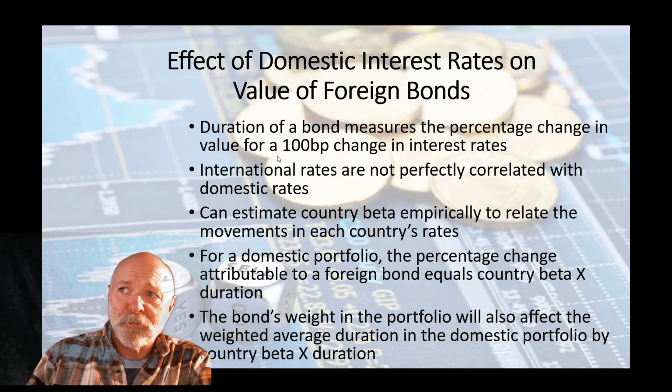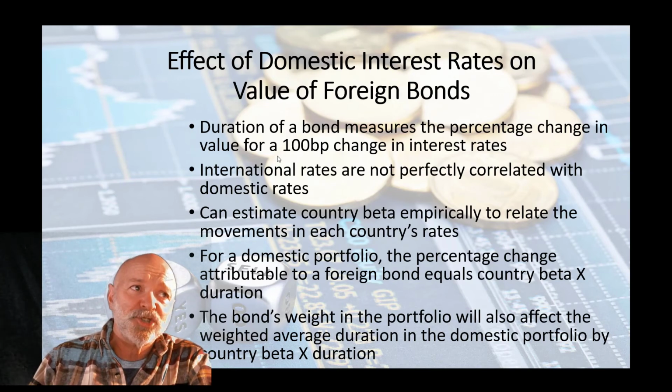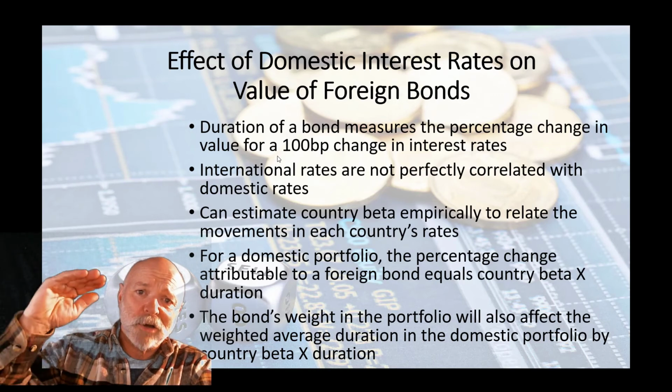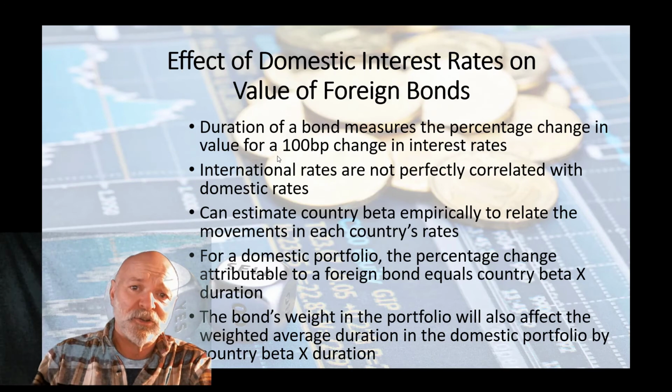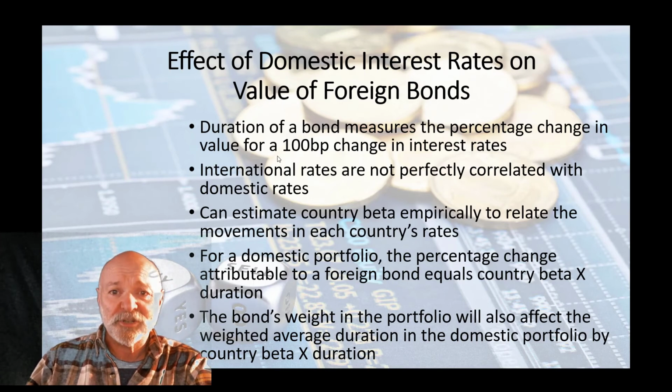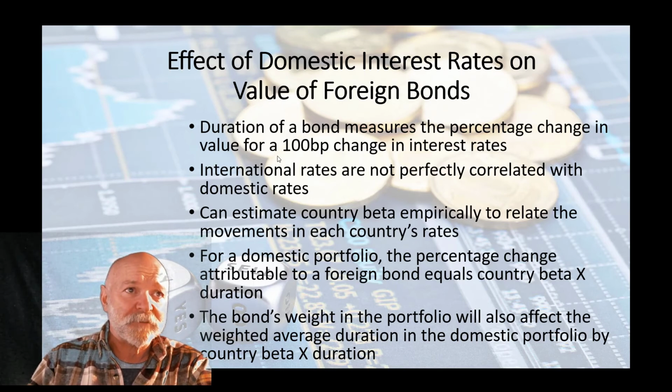The duration of a bond essentially measures the percentage change in value for a 1% change in interest rates. If interest rates go up by 1%, typically the bond value goes down. The duration is going to be an indicator or a measure of how much we're going to lose if there's an increase or a decrease in the interest rates.